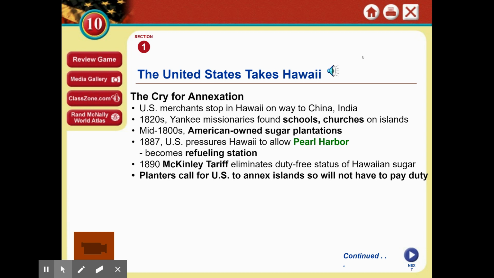The Hawaiian Islands had been economically important to the United States for nearly 100 years. Since the 1790s, American merchants had stopped there on their way to China and to India. In the 1820s, Yankee missionaries had founded Christian schools and churches on the islands. Their children and grandchildren became sugar planters who sold most of their crop to the United States. In the mid-19th century, American-owned sugar plantations accounted for about 3/4 of the Hawaiian Islands' wealth.